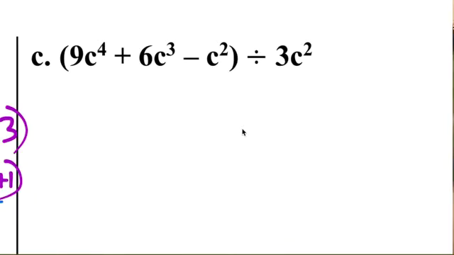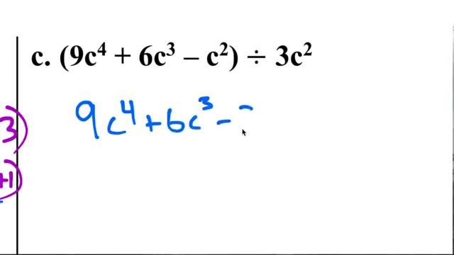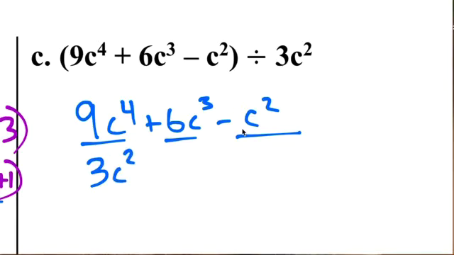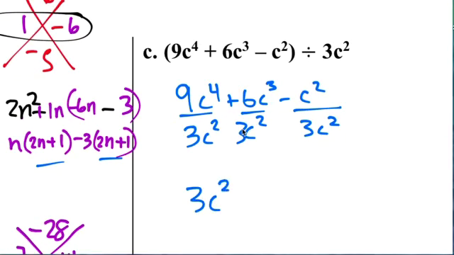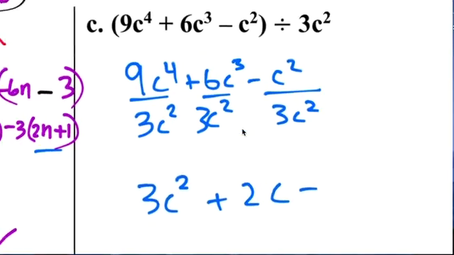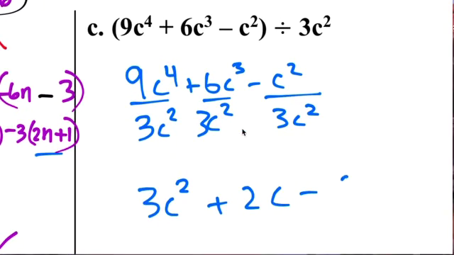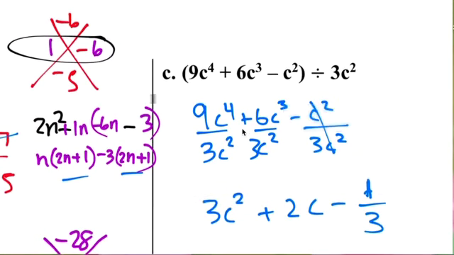Okay, you'll have this, and this one you can do. Divide every one of them by 3c squared. So that first one would be 3c squared plus 2c to the first minus 1/3. C cancel out. There we go.